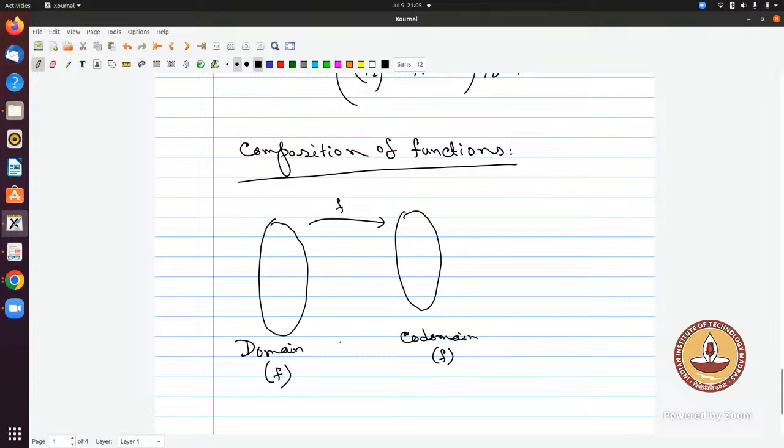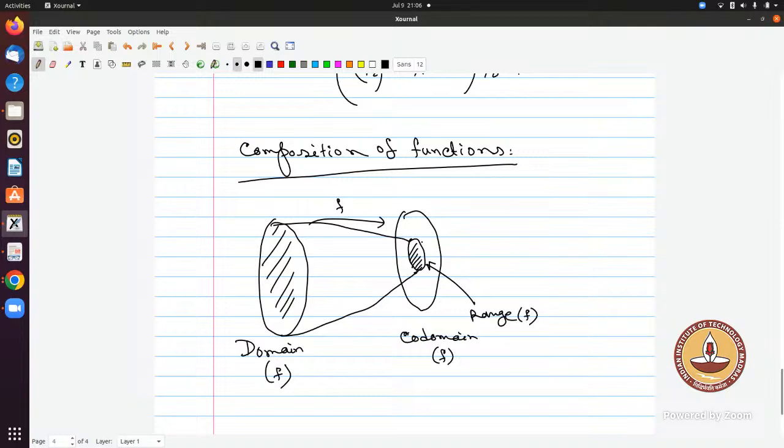Okay. Now we are applying another function on this. So this is the domain of f. What is this portion called? This is range. Range of f. Correct. This is range of f.